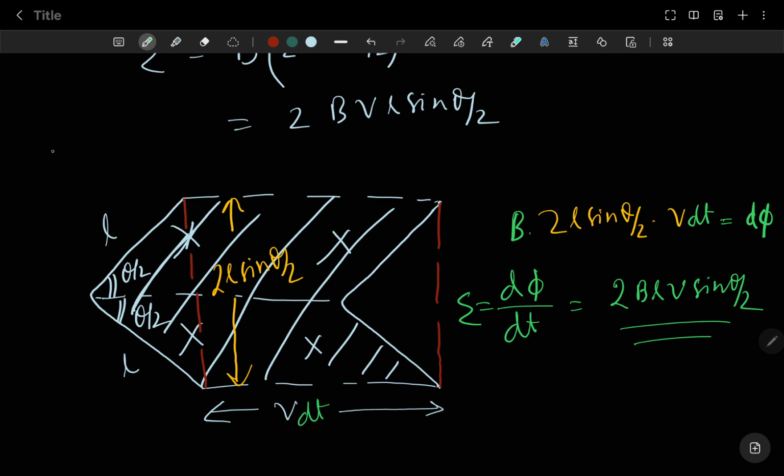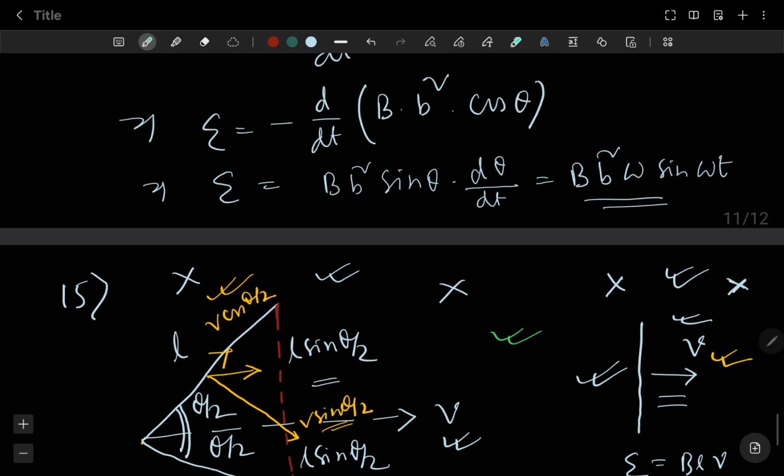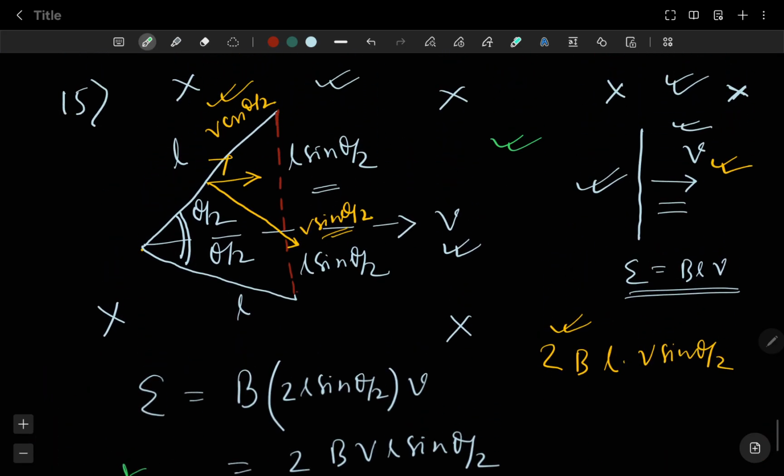Okay, so this is flux cut. Already I have taught you this thing, flux cut. So you can do it either by the method of flux cut or by the conventional method like this. Always remember this thing: epsilon is BLv perpendicular, that is, you have to take the velocity component which is perpendicular to the length of the rod. Okay, fine.